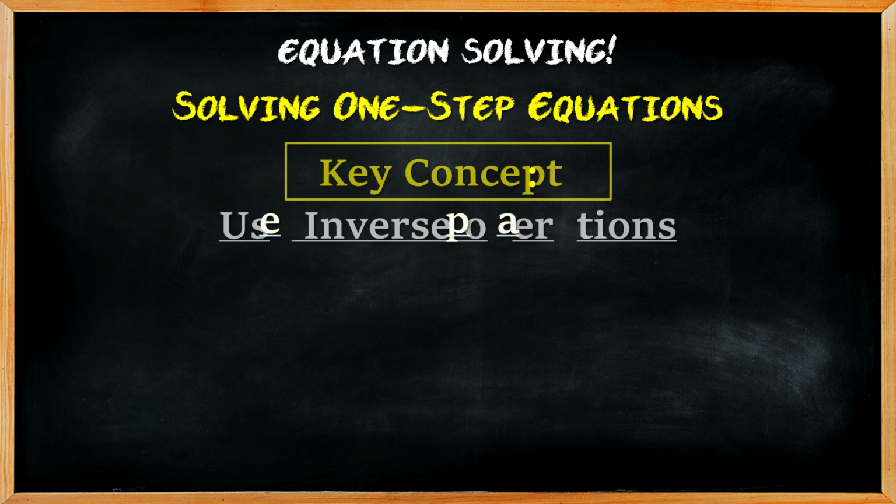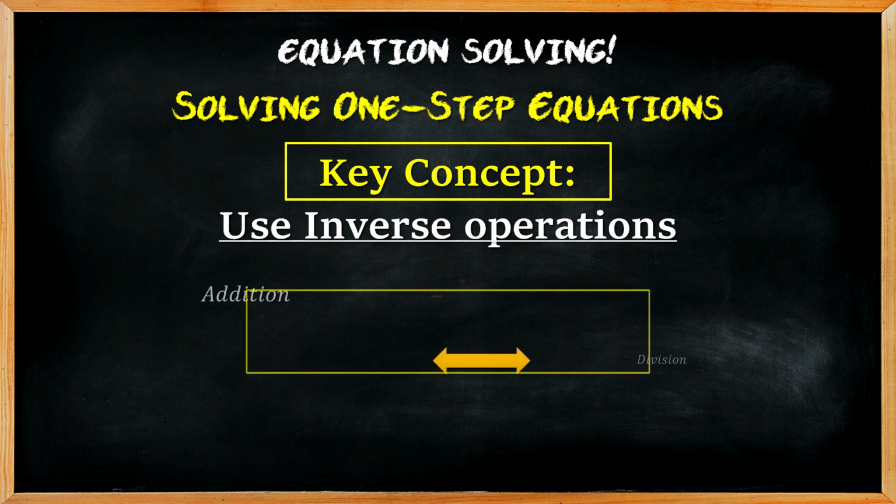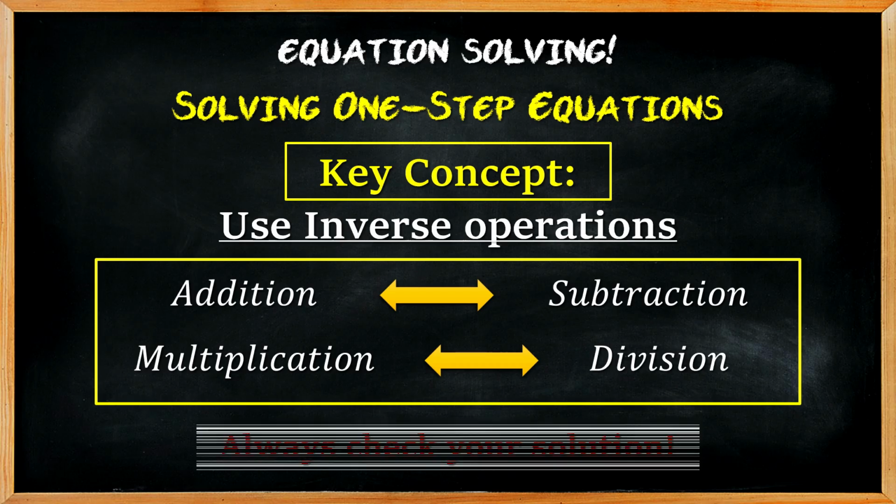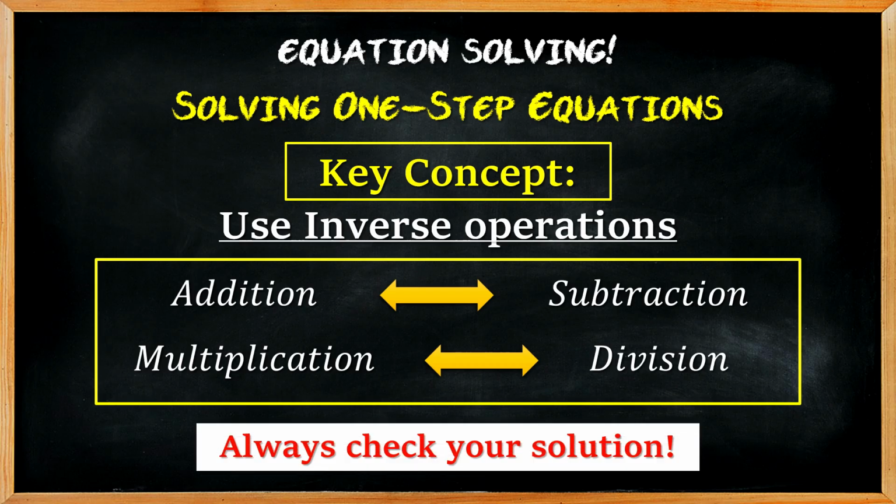The key to solving one-step equations is using inverse operations. Addition and subtraction are inverses, as are multiplication and division. This principle allows us to isolate the variable in just one step. Remember to always check your solution by substituting it back into the original equation. This ensures your answer is correct and helps build confidence in your problem-solving skills.